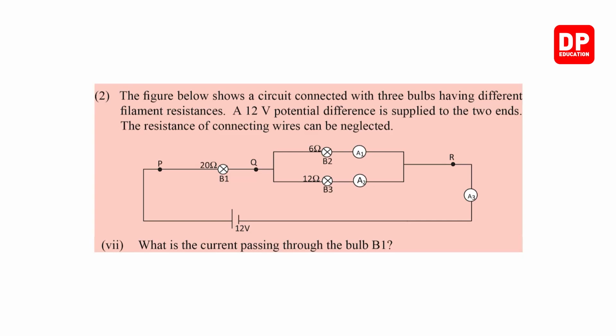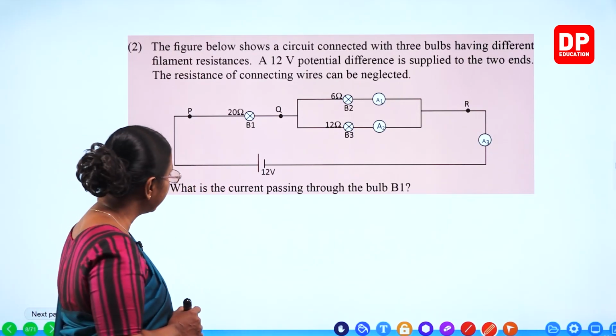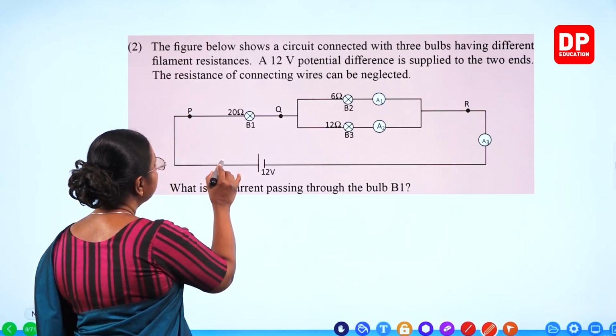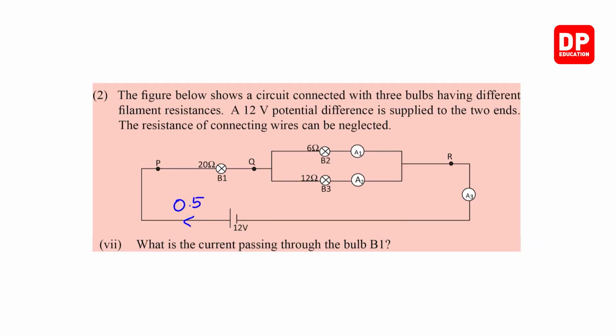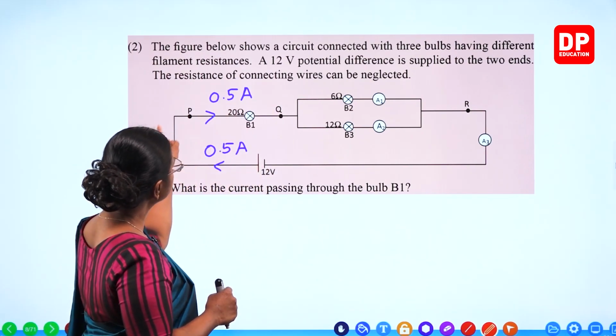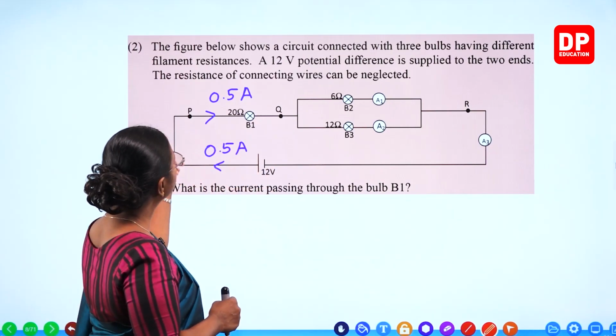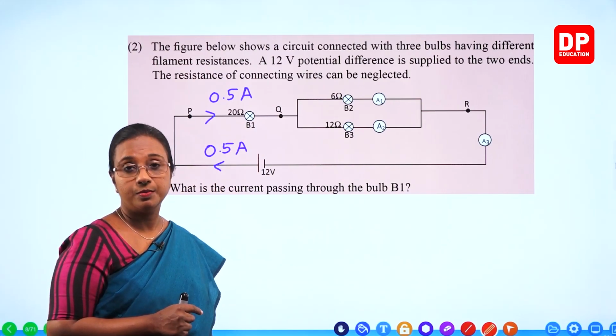Again, introduction and the diagram. 7th part of the question. What is the current passing through the bulb B1? We have already found that. Why? The current passing through this is 0.5 amperes. The same current will pass through this as well. So that is how the bulb B1 is connected. It is in a series connection with the power source. So because of that, all the current will pass through B1.